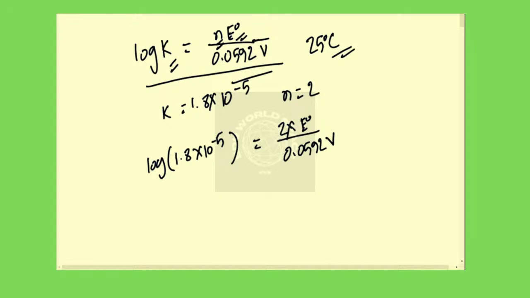And then from here, if we just solve this equation, we'll get the value of E naught as minus 0.140 volt. So the standard cell potential for this redox reaction is minus 0.140 volt.